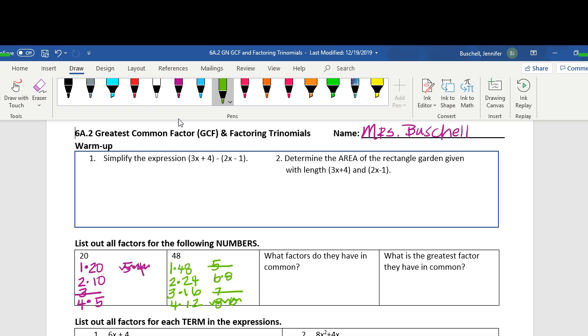repeat offender, what I like to call it. So these are all the pairs of 48. These are all the factors of 48.